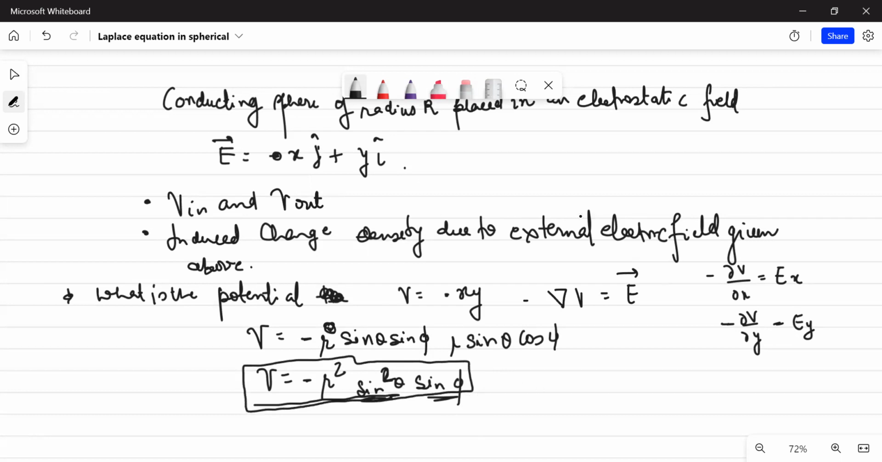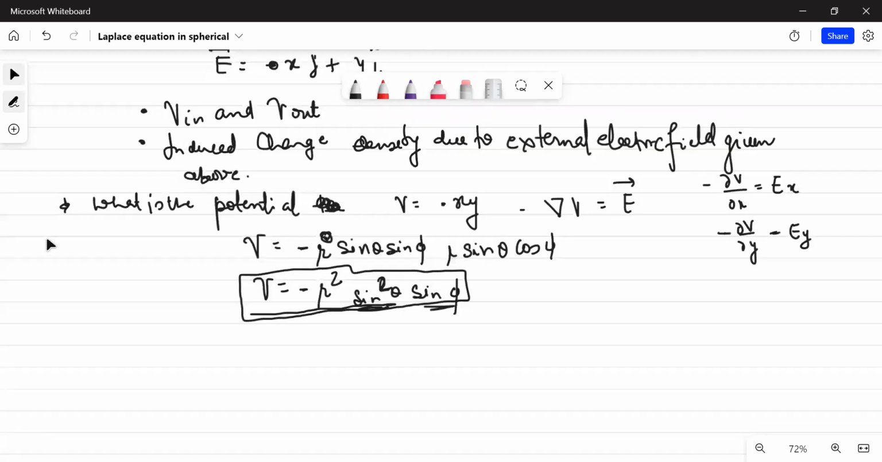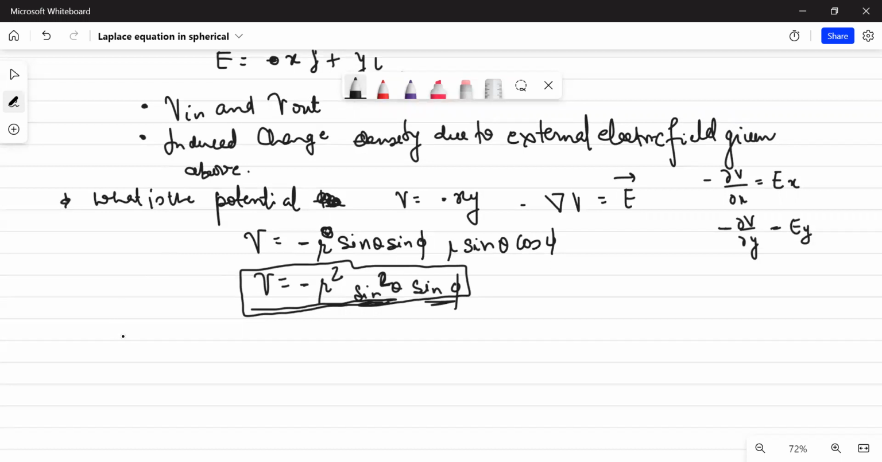And you know that there are as such no charges present. So if I want to solve a Laplacian equation in spherical polar coordinates, it will give you an idea. All around in the space, the potential is given by this expression, minus r squared sine squared theta sine phi. In general, this is the potential which this particular sphere is subjected to, and you can clearly see that it contains this phi term.